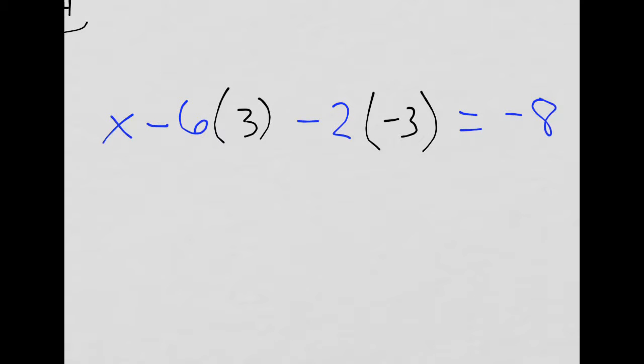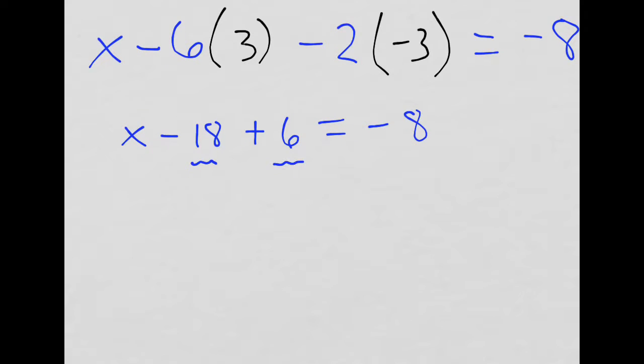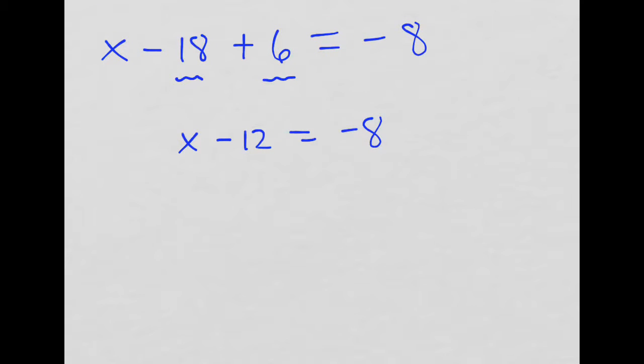So then what do we have? x minus 6 times 3 is 18. Plus, negative times a negative, plus 6 equals -8. Those are like terms, so x, -18 plus 6 is -12. And then I can add the 12 to both sides. x equals 4.